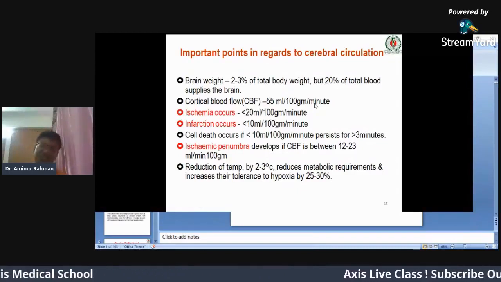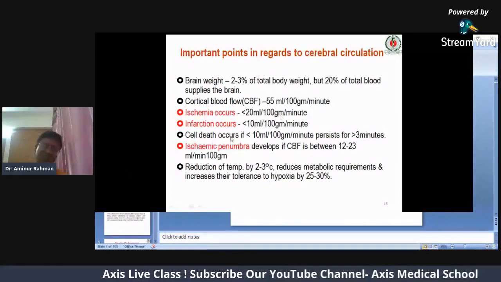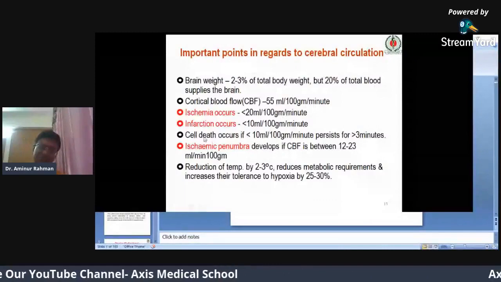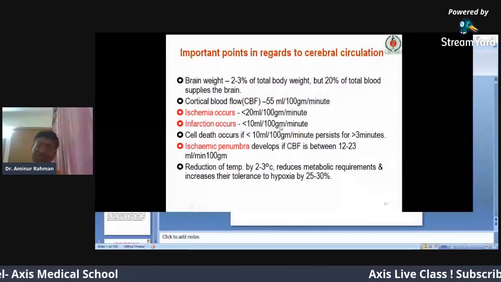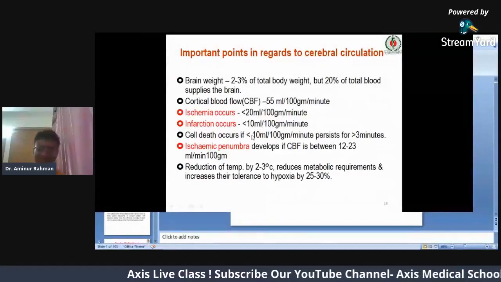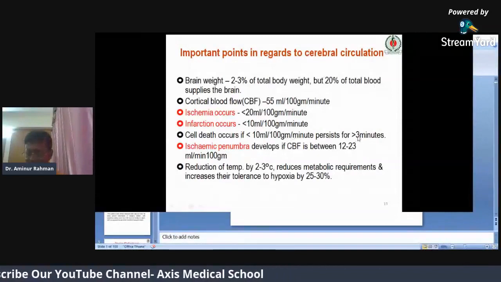Ischemia occurs at less than 20 ml per 100 gram per minute. Infarction, the totally irreversible damage of brain tissue, occurs at less than 10 ml per 100 gram per minute. Cell death occurs if less than 10 ml per 100 gram per minute persists for more than 3 minutes.